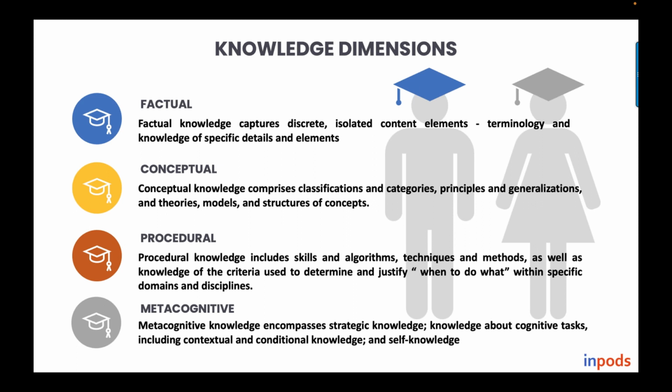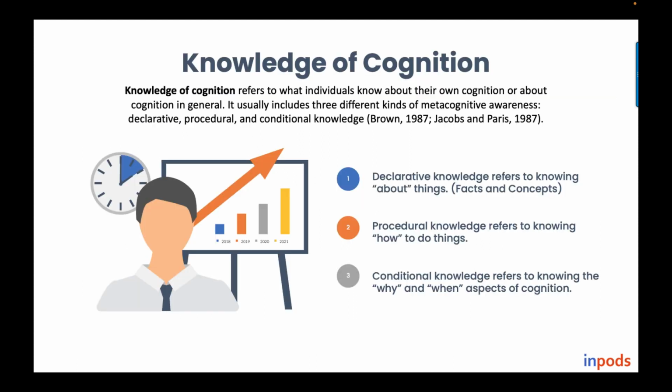Metacognitive knowledge encompasses strategic knowledge, knowledge about the cognitive task. That is about, if we think about ourselves, it could be related to how we learn, and then how we want to regulate that process of learning to learn better, right? As simple as that, it could be like this. So there are two parts of the metacognitive knowledge dimension.